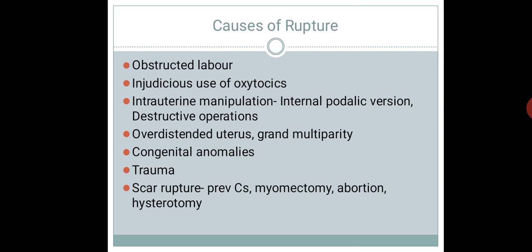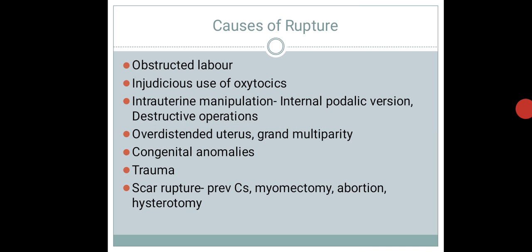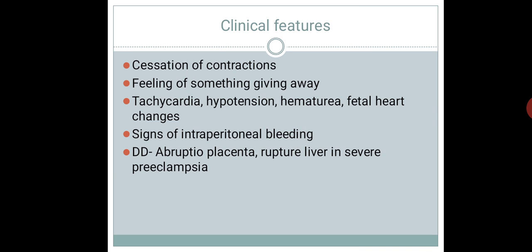What are the causes of rupture uterus? As we have discussed, obstructed labor is a primary cause, then injudicious use of oxytocics. Intrauterine manipulations like internal podalic version or destructive operation. Over distended uterus, a grand multiparity. Then congenital anomalies, trauma, scar rupture in the case of previous cesarean, previous myomectomy, abortions, hysterectomy.